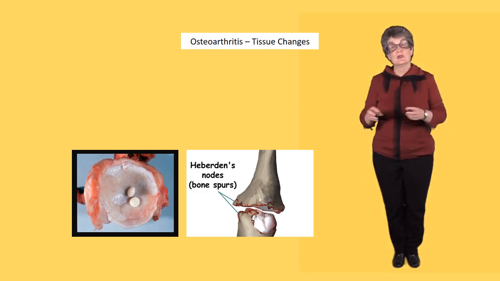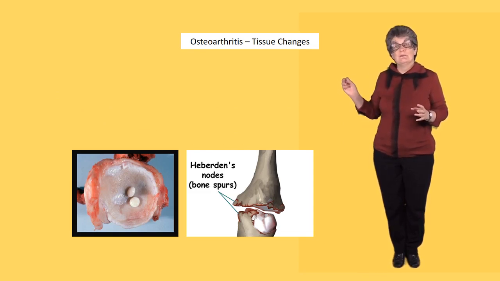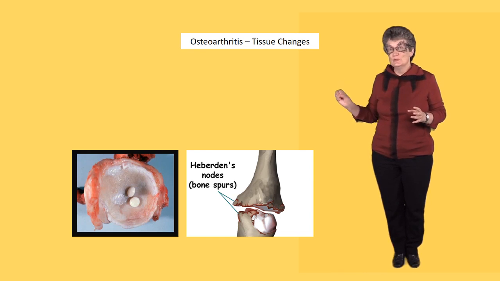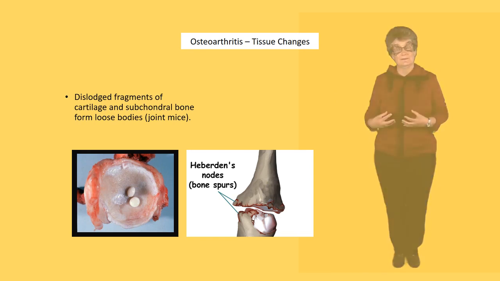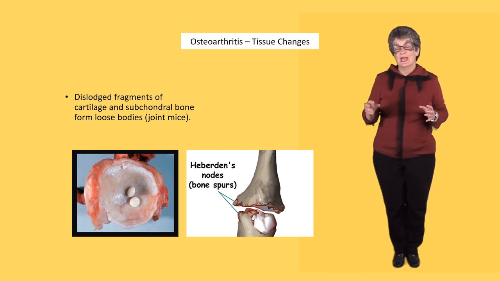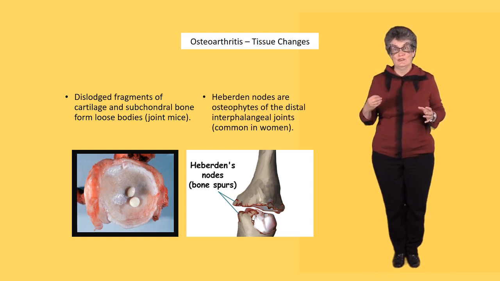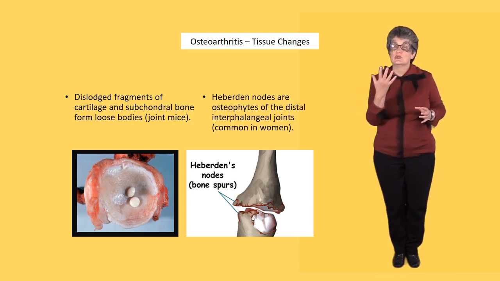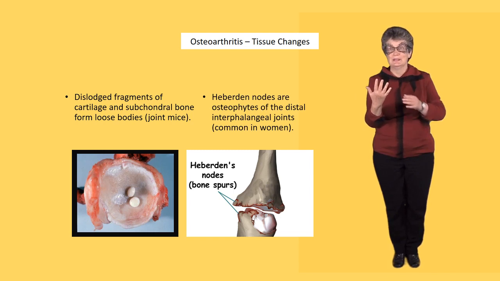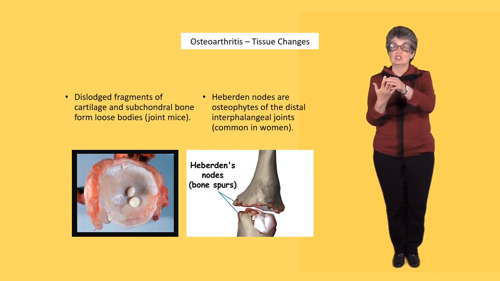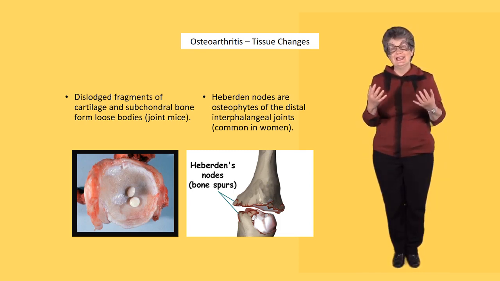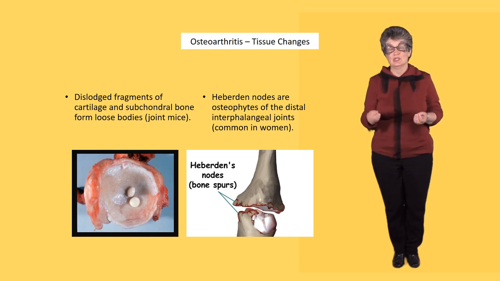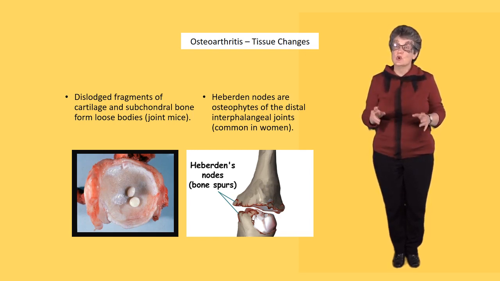Here are some pictures showing other changes that are seen in osteoarthritis. The first is a picture of the joint mice, the loose bodies that can cause locking, particularly in the large joints like the knee. Heberden's nodes are an eponymous name for the osteophytes that occur around the small joints in the hands, particularly the distal interphalangeal joints in women. Osteoarthritis in the hands of women can be an inherited condition. It isn't due to joint trauma.